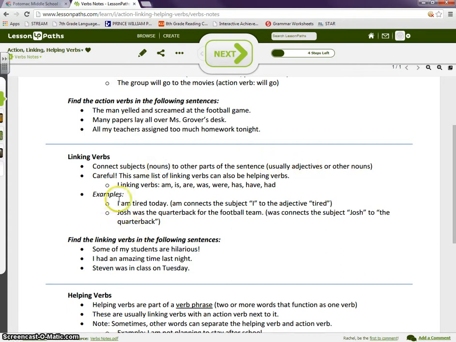So let's take a look at our examples. I am tired today. So we know I is a pronoun, tired is an adjective. We don't quite know today, but we can't get up in today. Am is our linking verb. Am is linking our pronoun to our adjective. Okay? Let's look at the second one. Josh was the quarterback for the football team. Was, in this case, is the linking verb. You're connecting Josh, the subject, to another noun in this sentence, the quarterback. Okay? We don't have to worry about for the football team in this case. So was and am are our linking verbs.